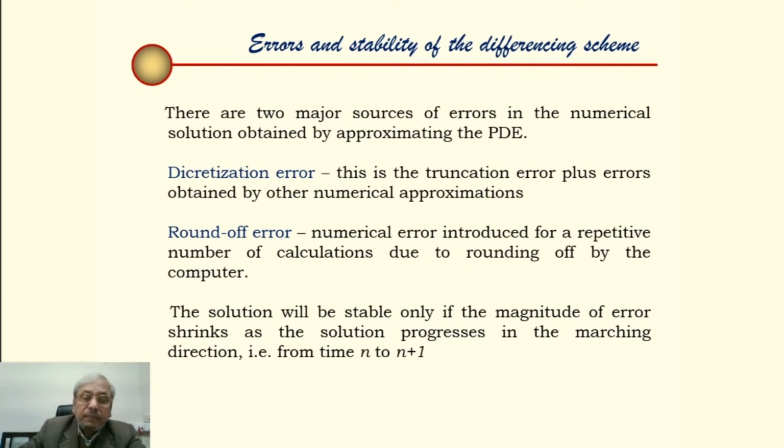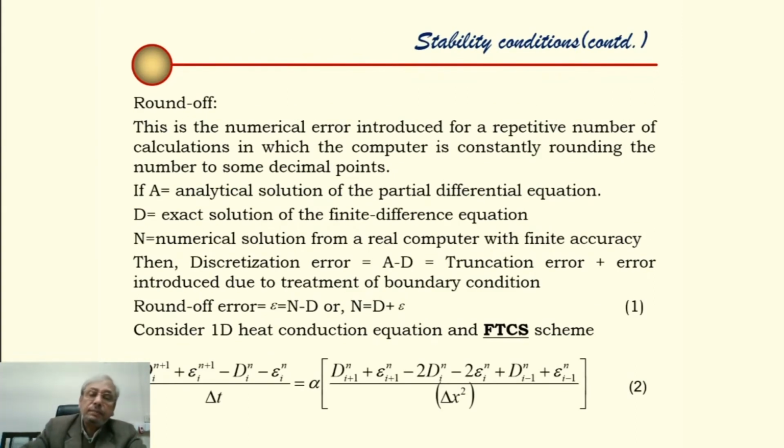These errors get accumulated. The solution will be stable only if the magnitude of error shrinks. As the solution progresses in the marching direction from n to n plus 1, the error has to shrink, or at the worst case it may stay at the same level, but it has to finally shrink for the convergence.